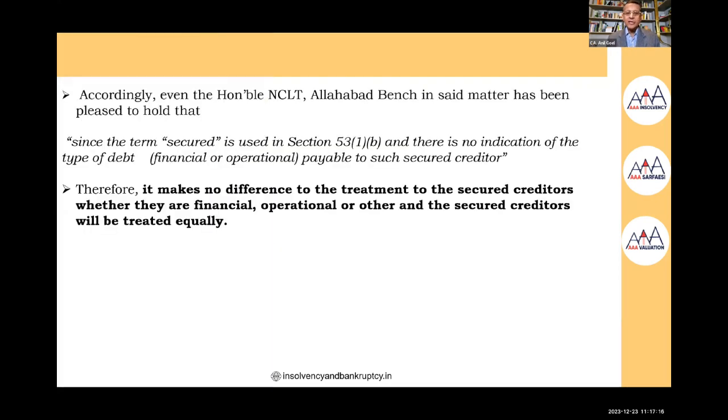Therefore, the NCLT Allahabad, in this case, held that since the term secured is used in Section 53, sub-section 1, clause B, and there is no indication of the type of debt, that is financial or operational, payable to such secured creditor, the secured actually means whatever it could be. It could be operational, financial, other, direct, or indirect. Therefore, it makes no difference to the treatment of the secured creditor whether they are financial, operational, or other, and the secured creditors will be treated equally. This is a way back 2018 judgment from the NCLT Allahabad bench.